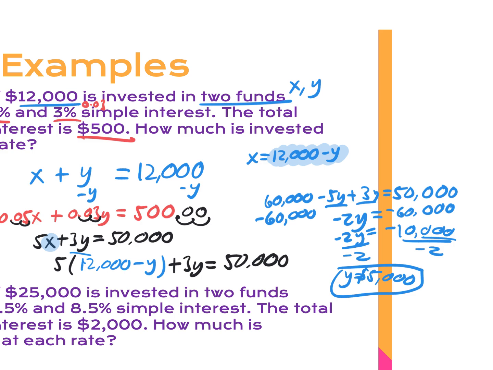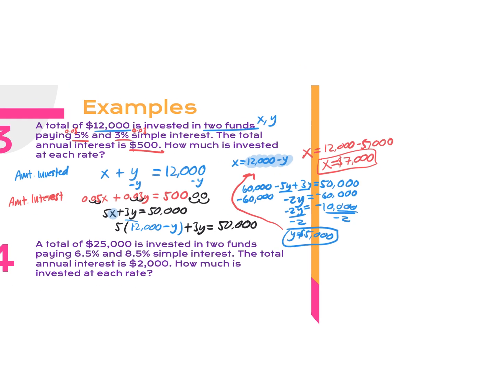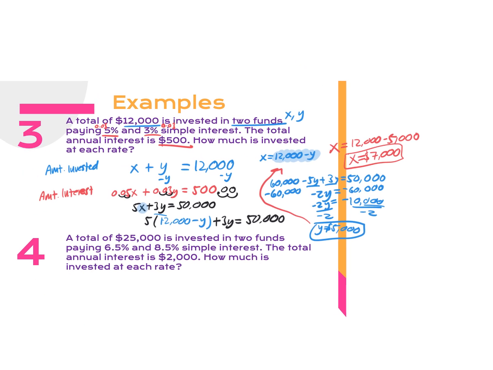Now to find the one that earns 5% simple interest, plug it into your substituted expression. All right, so this is going to get you x equals 12,000 minus 5,000. And so 12,000 minus 5,000 is going to get you 7,000. So that means you invested $7,000 in the account that earns 5% simple interest.